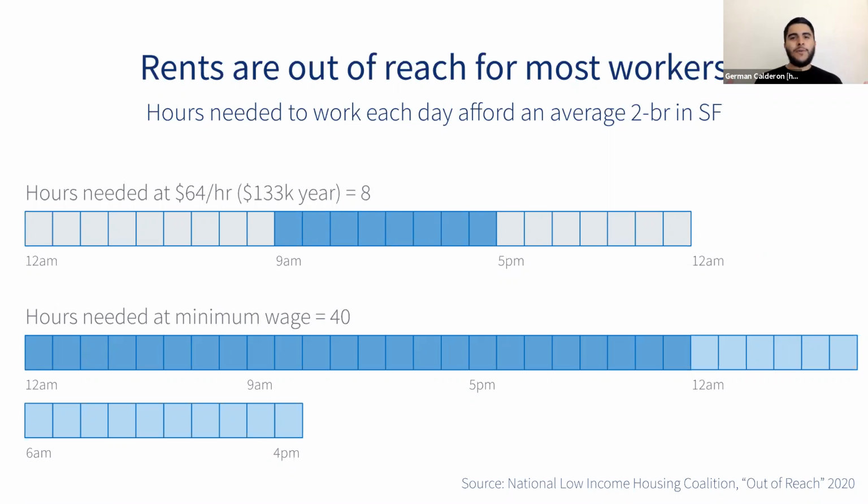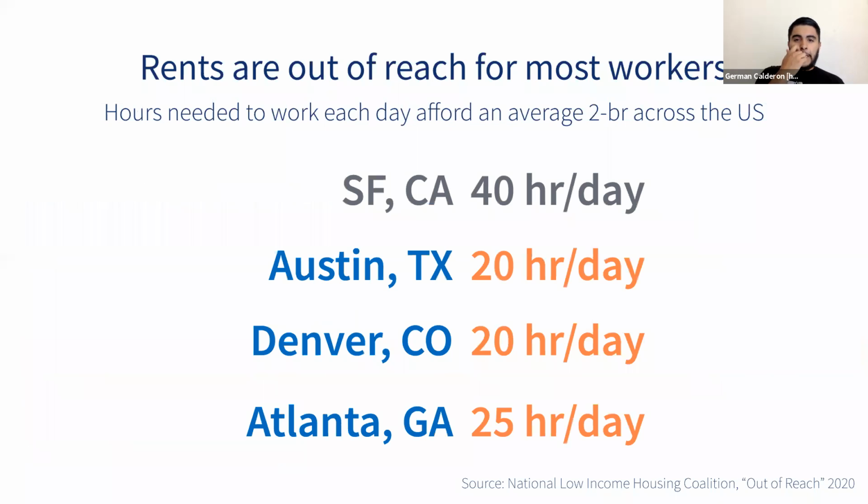So there's only 24 hours in a day. We're setting up an impossible situation for low wage workers to be able to afford living in the city. And this problem persists across the country. Even though costs in burgeoning tech cities like Austin, Denver, and Atlanta aren't as high as the Bay Area and San Francisco, the cost of living is still unreasonable for anyone earning minimum wage.